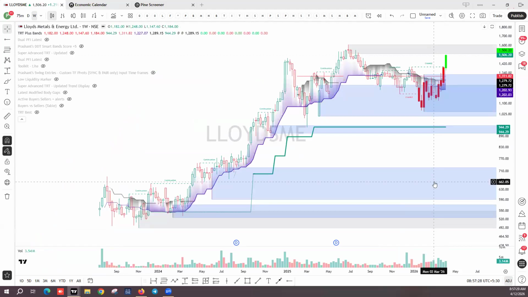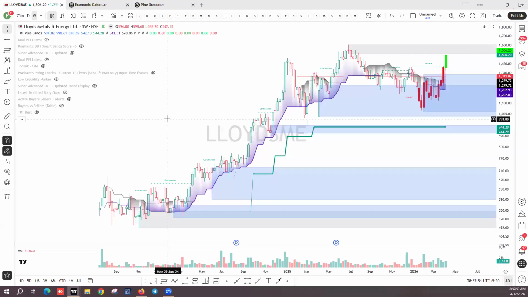This is alloys, metals and energy. And you can see it has turned green for the first time in its lifetime. It is near its lifetime high, and if it breaks out, then it can go to any number. So I will mark this with my green flag.